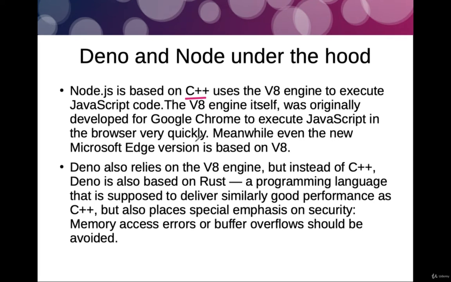Now, Deno also relies on the V8 engine, but instead of C++, it uses Rust, which is actually a very fast programming language and gives performance better than C++, with special emphasis on security, memory access errors, and buffer overflow, right? So Deno uses something better in writing the baseline code. It uses Rust, which is supposed to be better than C++, and Rust is also a very popular language nowadays, right?